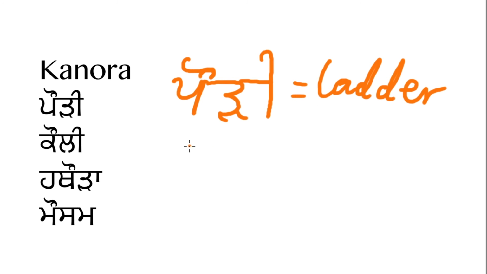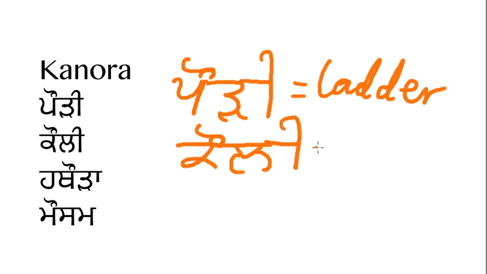Next we have a Kakka with a Kanora, a Lalla, followed by a Bihari, giving us the word Kauli. Kauli, which means bowl. So you eat from a Kauli. Well, it generally means a bowl.